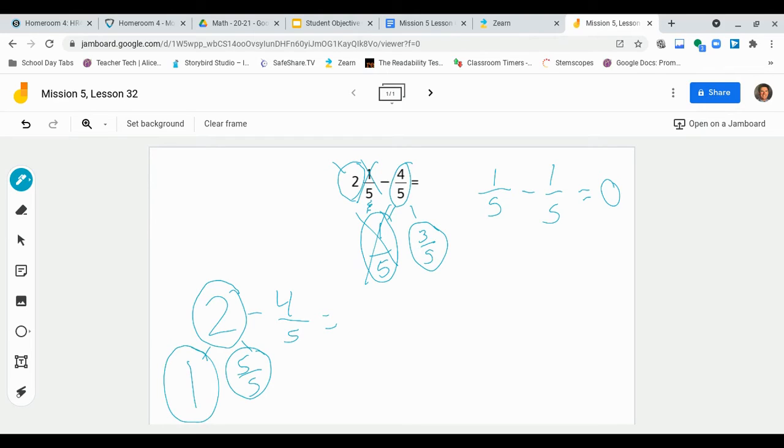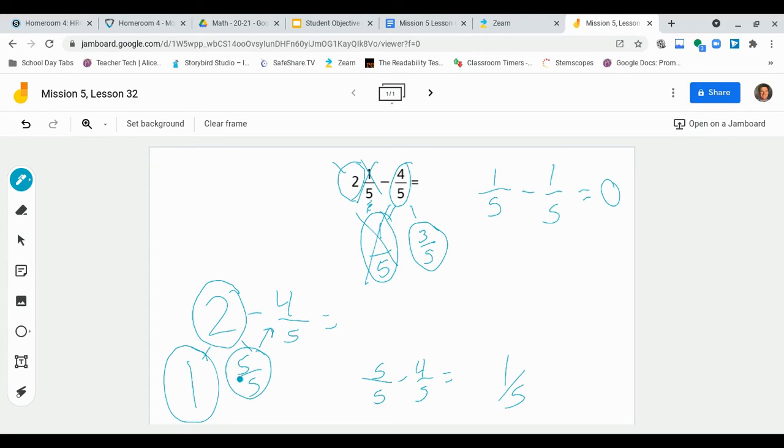So what I did here was I had 2 wholes, right? And I just took away one of the wholes and I renamed one of the wholes as 5/5. I just renamed it as the fraction. It still equals 2 because 5/5 is 1. I'm going to use that 5/5 now to subtract. Because now what I'm going to do is say 5/5 minus 4/5. And what's 5/5 minus 4/5? It's 1/5, because 5 minus 4 is 1.